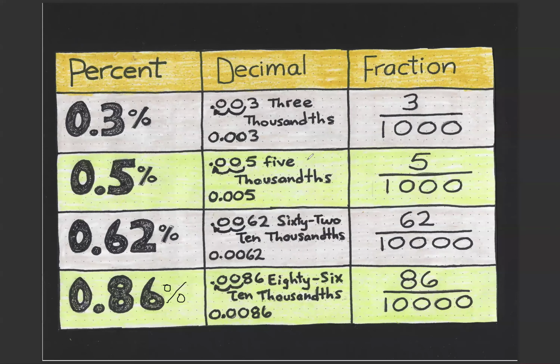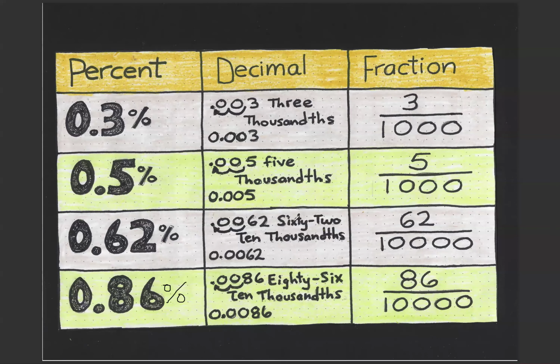Now let us apply that same procedure to 0.5%, because we know that 0.5% is not 5% because of the location of that decimal, in which we are going to move that decimal two places over to the left. And when we do that, we get 5 thousandths, and we can write it as a fraction as 5 over 1,000.